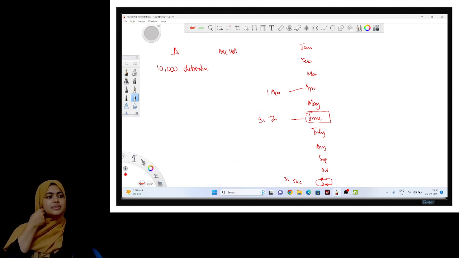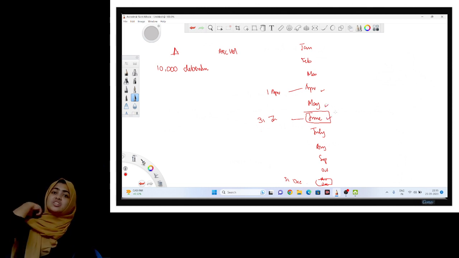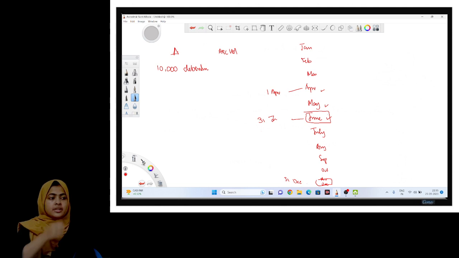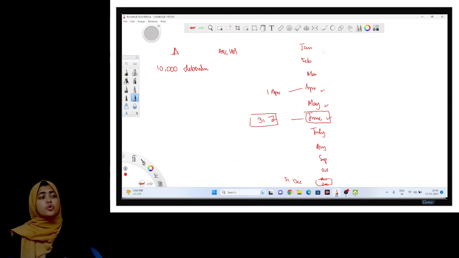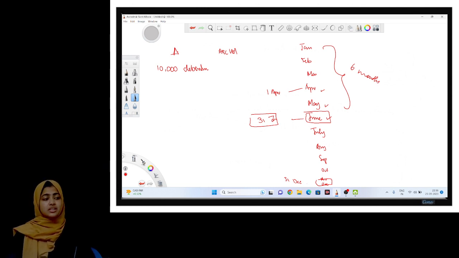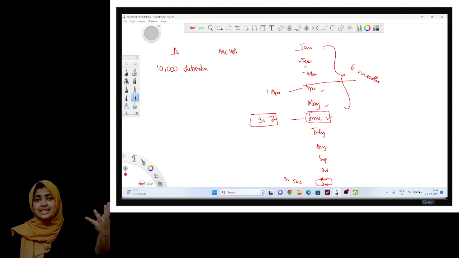Now, in April, the debenture is in whose hand? In A's hand. In May also, the debenture is in A's hand. In June also, the debentures are in A's hand. Now, on 31st June, when the company pays the interest, it is going to pay the interest for 6 months, because the last date on which the interest was paid was 31st December. But does A deserve the interest for 6 months? No, because till March, A did not have the debentures. It was in somebody else's hand, and only on 1st April, A purchased the debentures, right?